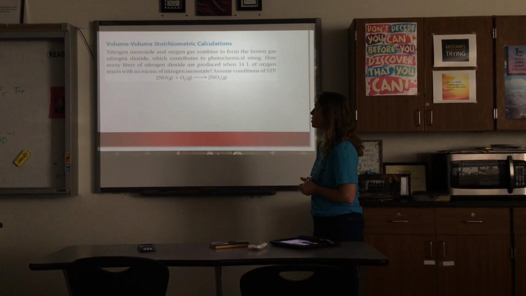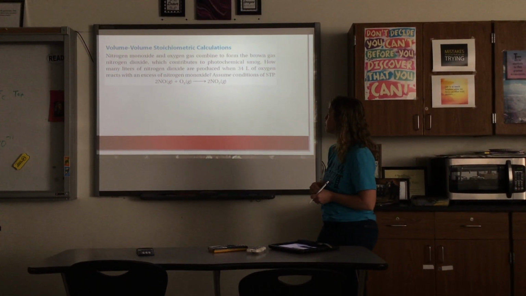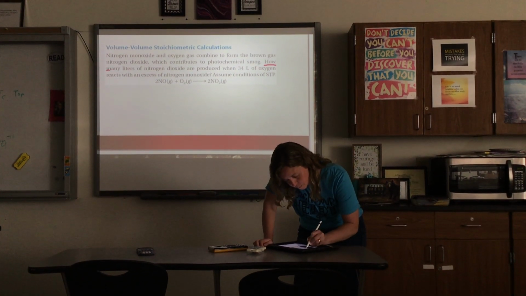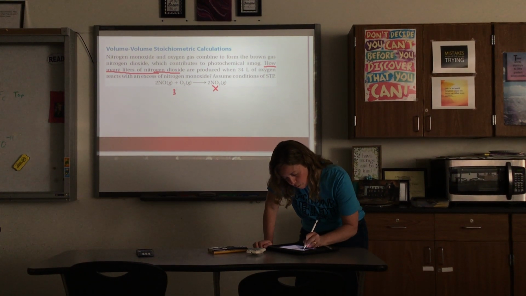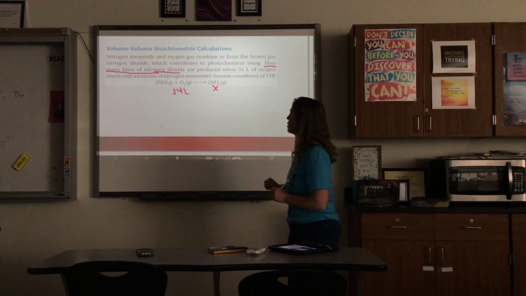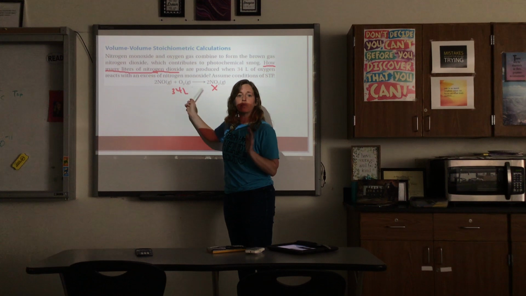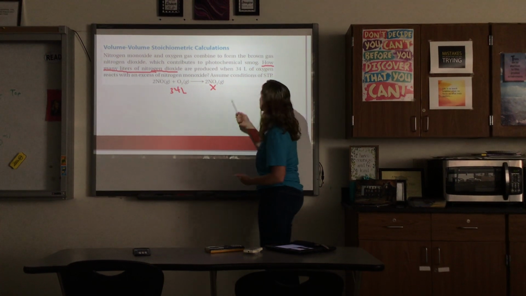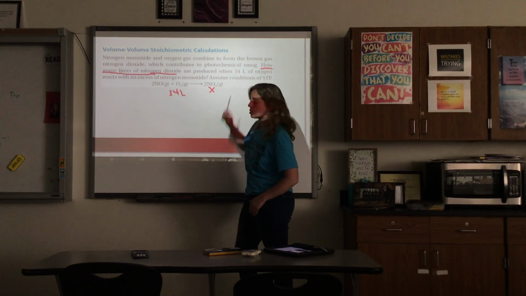I have nitrogen monoxide and oxygen gas combined to form the brown gas nitrogen dioxide, which contributes to photochemical smog. How many liters of nitrogen dioxide are produced when you have 34 liters of oxygen gas? The nitrogen dioxide is the first thing I'm going to underline, and that's my X. It also tells you it reacts with an excess of nitrogen monoxide. That's important for the reaction, but it's not important for what we're doing. They're always going to give you a little extra information, and that's why it's important to underline whatever follows the words how many, and then underline whatever follows the number.